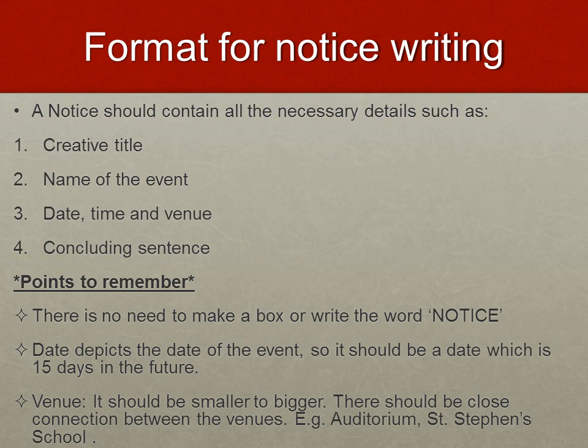The date depicts the date of the event. So it should be a date which is 15 days in the future. Meaning that if you are writing your notice today, the date in the notice must be 15 days ahead. The venue should go from smaller to bigger. There should be a close connection between the venues. Example, Auditorium, St. Stephen's School. You cannot write auditorium, Chandigarh.